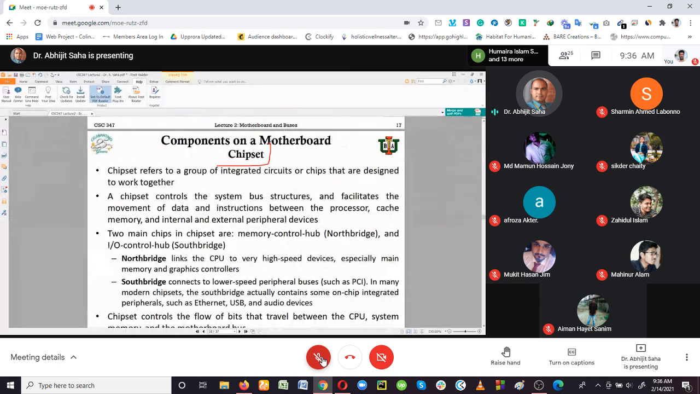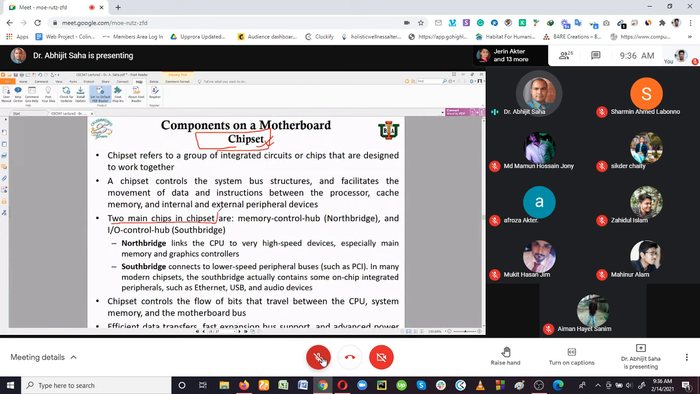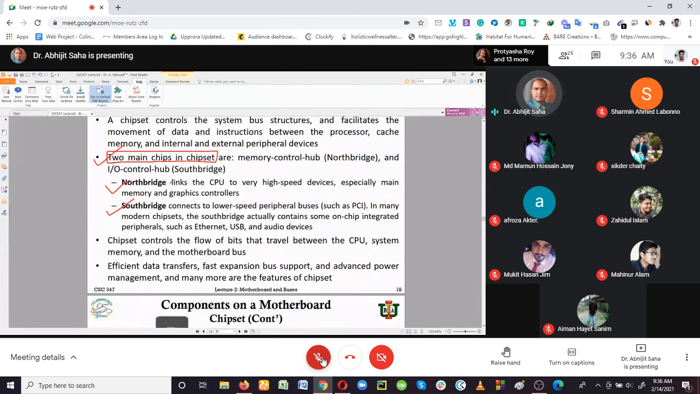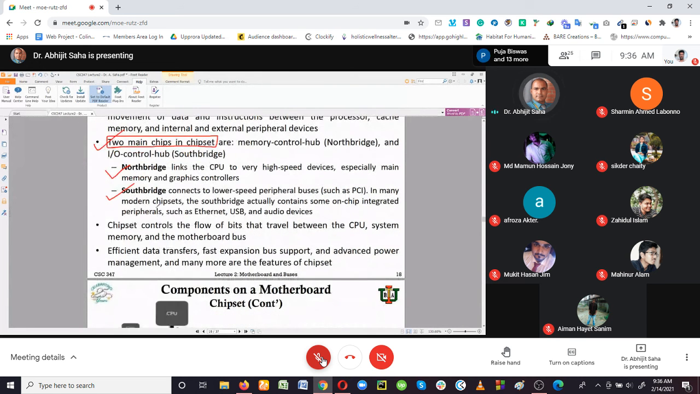This is the coming chipset, a very important thing that you should know. Define the chipset, or what is a chipset. There are two main chips in the chipset, so explain them or briefly discuss them. You should talk about the north bridge and south bridge, and tell what the purpose is of having the north bridge and south bridge on the motherboard.